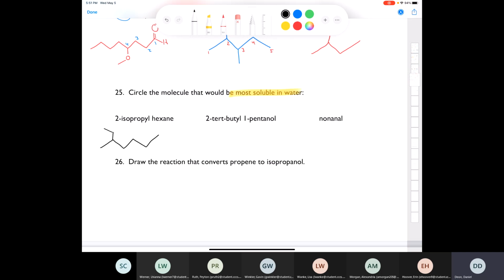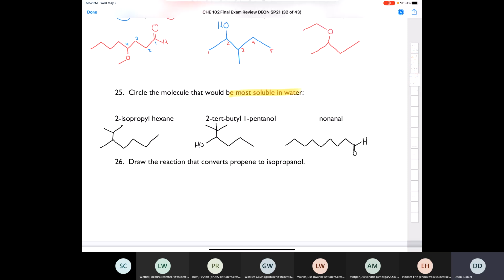On the second carbon, we have an isopropyl like that. The next one is 2-tert-butyl 1-pentanol. So 1, 2, 3, 4. On the second carbon, we have a tert-butyl group like that. And what's the last one? Nonanal. 1, 2, 3, 4, 5, 6, 7, 8, 9. So we'll draw our aldehyde like that.